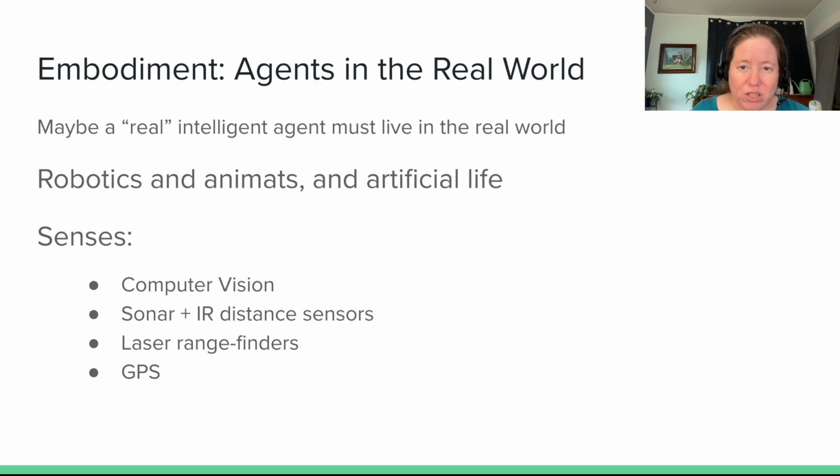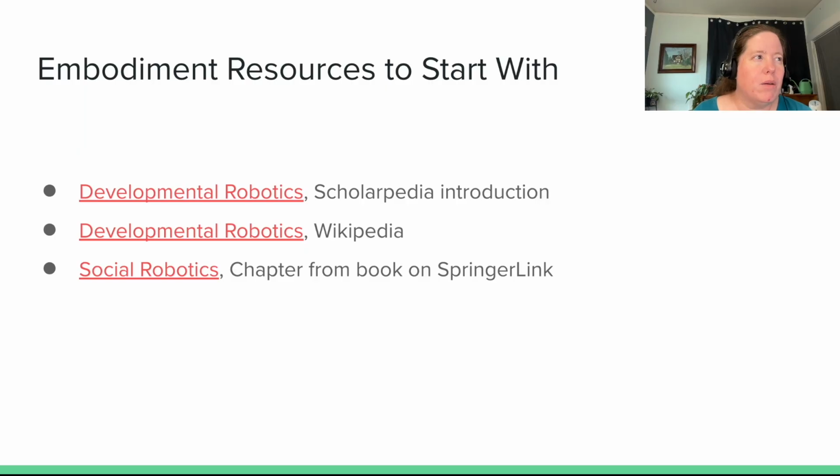Artificial life is also related, and animats are related to artificial life. They're virtual or artificial simulations of real animals. There's a whole lot of work that people also do on this idea of embodiment. I have a couple of links here. Mostly these are links to the topic of developmental robotics and social robotics. These are places where people in robotics really grapple with these issues.